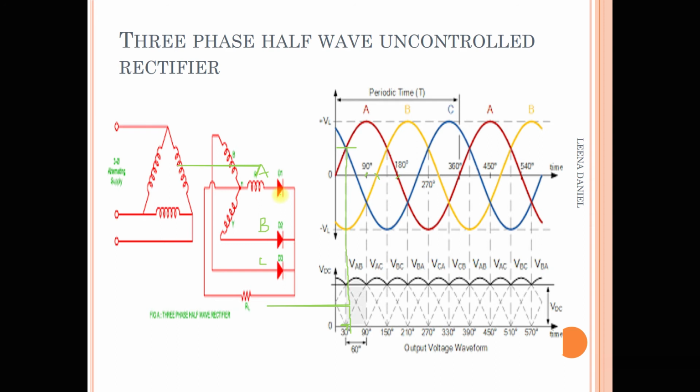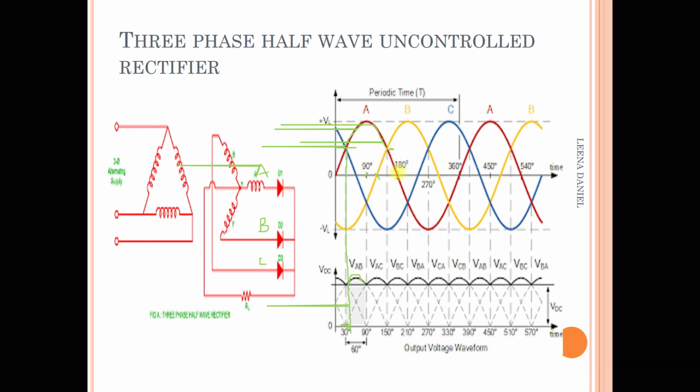So this diode would be in forward bias and it would conduct, and we get the output through this load. This load is connected between this neutral and this phase, so this phase is connected to the load. So we get the output V_AB. After this point, you see B is going, and from this point to this point only this diode D1 would conduct.